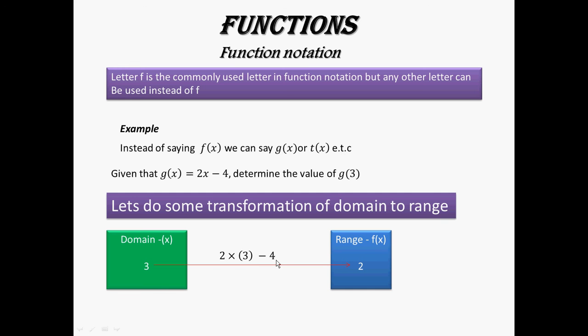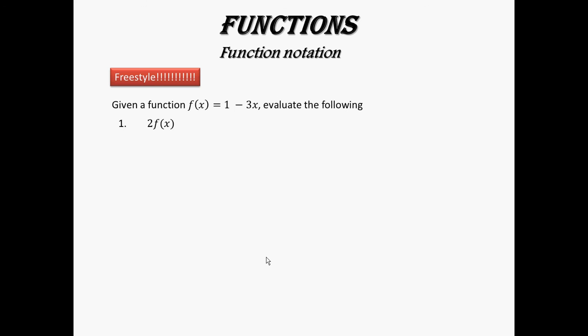This is pretty much what we need to understand about the function notation. Let's work on the freestyle question so that we can master this concept of function notation. Given a function f of x is equal to 1 minus 3x, evaluate 2f of x. 2f of x is pretty much 2 times f of x. So here we multiply our f of x that we are given by 2 and we say 2 multiplied by 1 we get 2. 2 multiplied by minus 3x we get minus 6x.